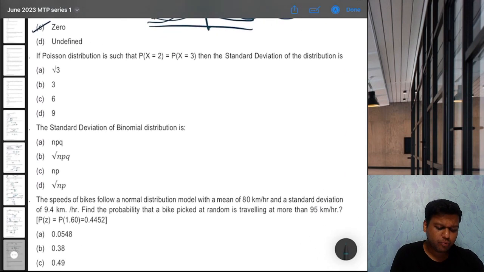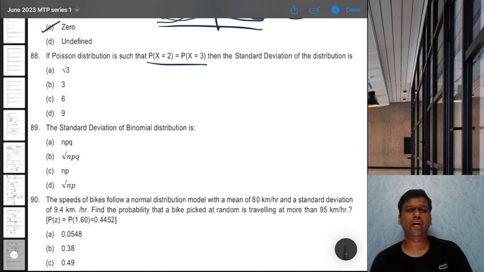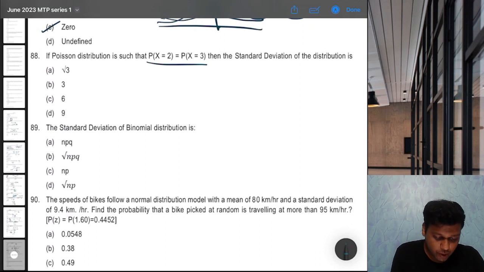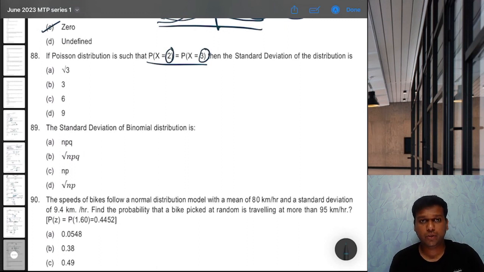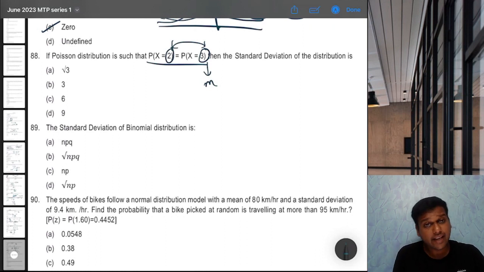Next, if a Poisson distribution says that probability of x equal to 2 is the same as probability that x is equal to 3, then what is the standard deviation? I have uploaded a shortcut video on this also, because in such cases you don't have to solve anything. Understand, if you have consecutive numbers in Poisson distribution and their probability is the same, then this is m. Always remember that. If you have consecutive numbers and their probability is the same, then that is m, because that is how we calculate mode. So 3 is m, so m is also variance, right? So variance is 3, so standard deviation will be root 3, option A.